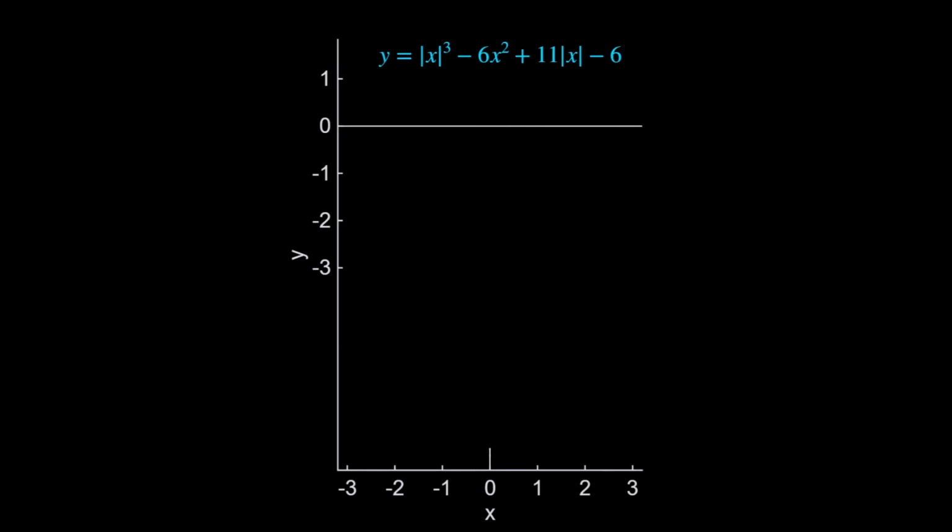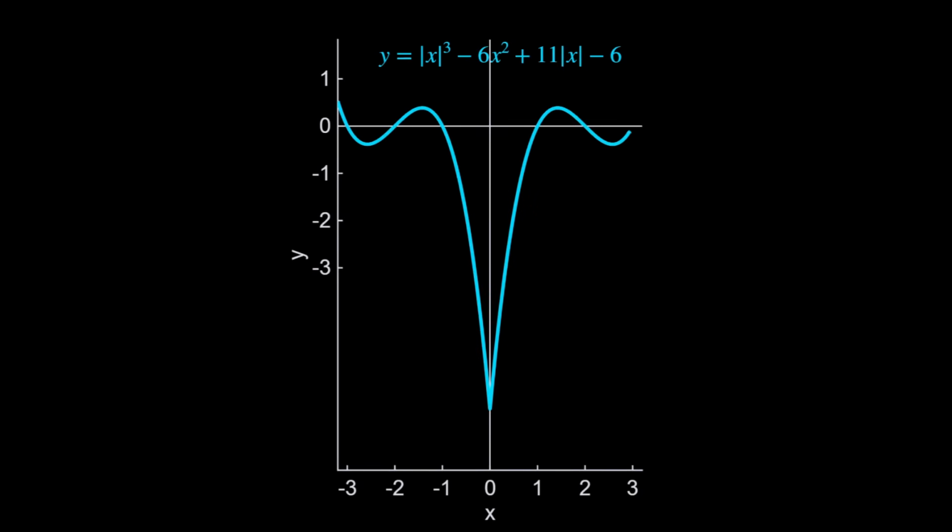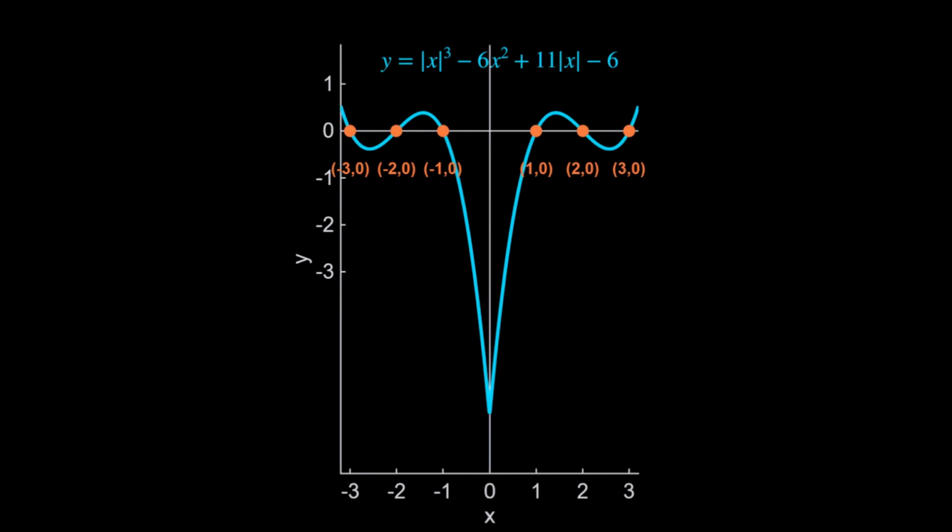Consider the graph of y equals absolute x cubed minus 6x squared plus 11 absolute x minus 6. We're interested in where this graph crosses the x-axis because those are the values of x where y equals 0. That is, where our original equation is satisfied. Absolute x creates a mirror symmetry across the y-axis, so the graph is symmetric. If x is a solution, then negative x will also be a solution. That's exactly what we see with the pairs plus or minus 1, plus or minus 2, and plus or minus 3.